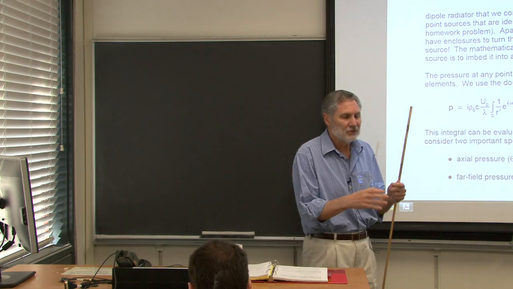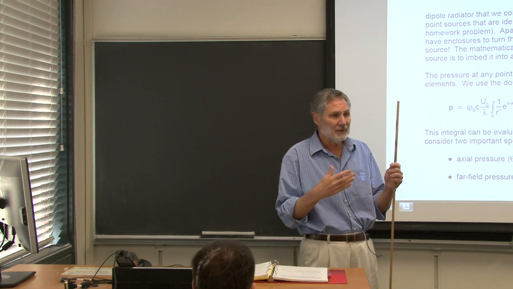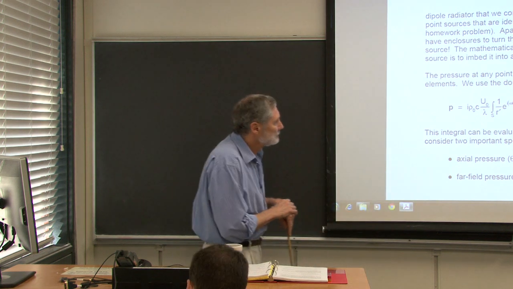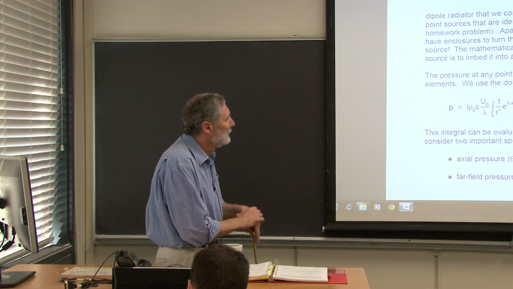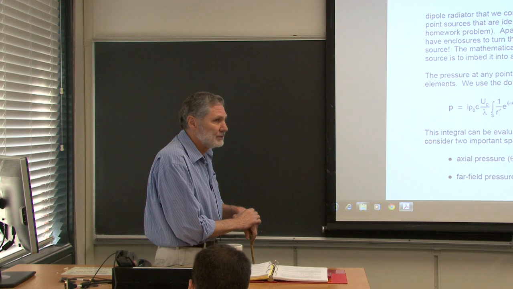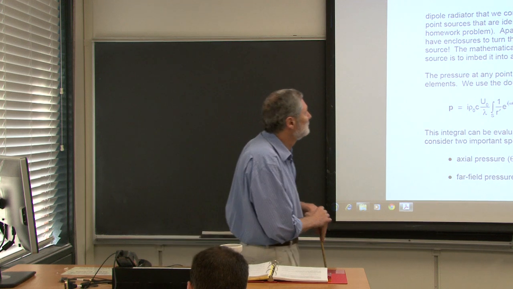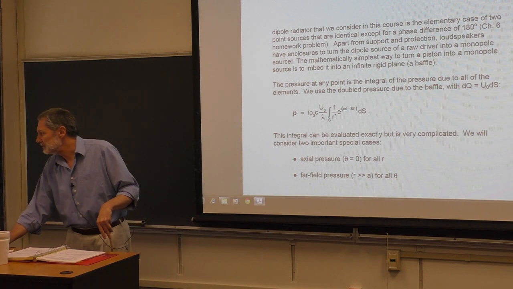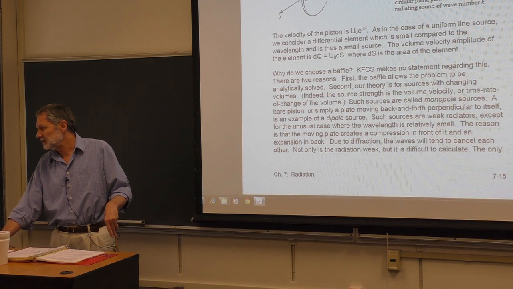These cabinets also, of course, support the loudspeaker and protect it. They're there for that reason, too. But acoustically, the reason is to turn that dipole into a monopole. Okay, so how do we solve for this? How do we set this problem up?